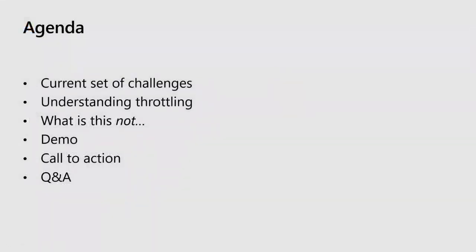So from an agenda perspective, we will first spend some time talking about the current set of challenges and why throttling was even conceived and why we have been working on this functionality. And we will go into the details of how throttling will work. So we'll understand how throttling has been implemented. And equally important will be for us to understand what throttling is not going to do for us. And then we'll switch over to a quick demo to show you what is going to be there in platform update 37. And then we'll wrap up by talking about some action items that we all have to take notes on and follow up going forward. And then we'll open up for Q&A.